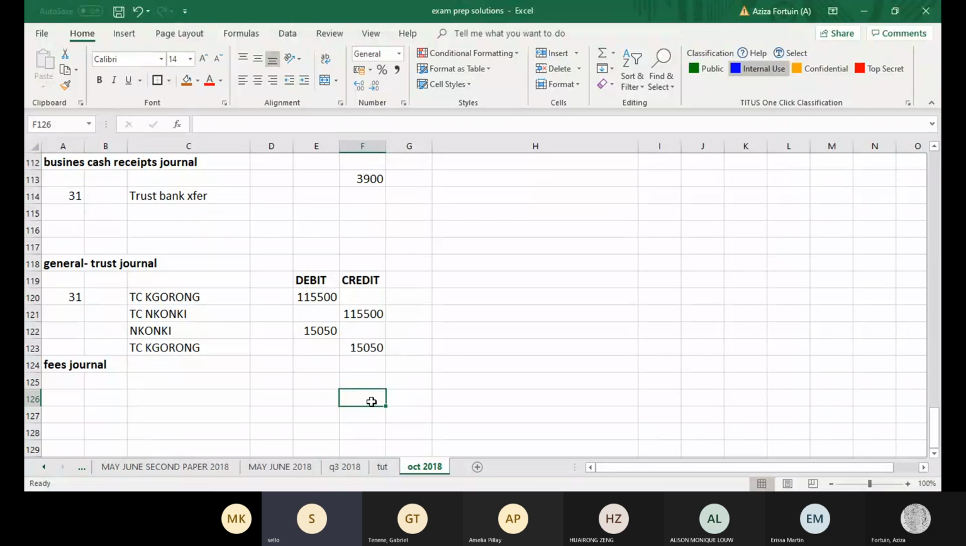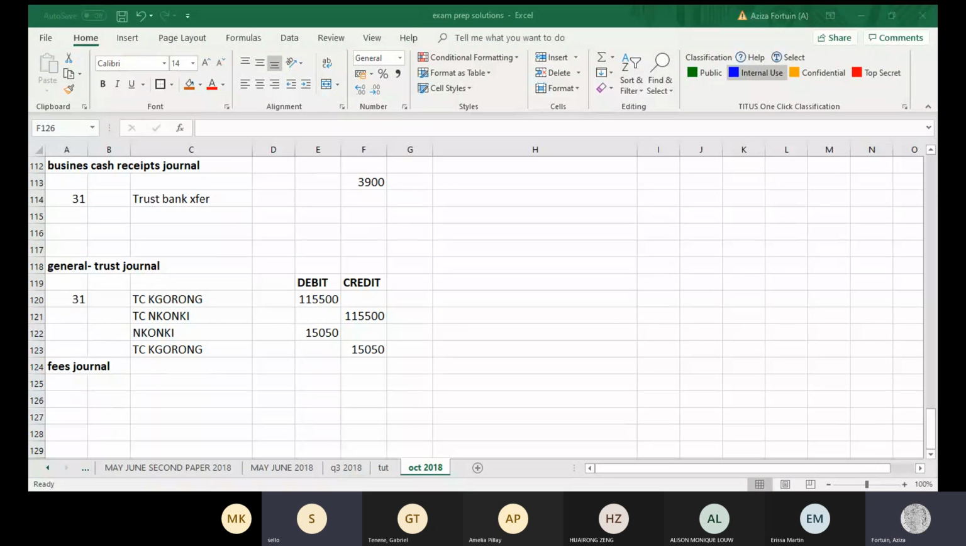Sorry, Aziza, is it 14,050 or 15,050? 15,050. Oh, okay. It's plus the 1,000 rand collection fee. Oh, okay. Yes. All right. Thank you.